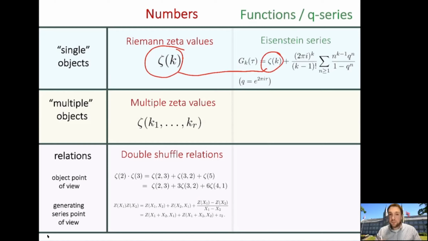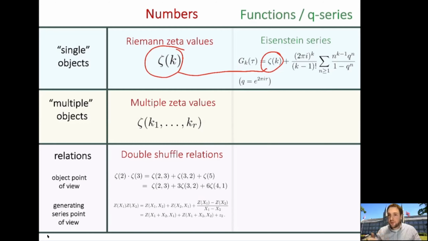If you see this picture now, the natural question is, what are the entries of these empty boxes here? What is the multiple version of Eisenstein series? This question was first considered by Gangl, Kaneko, and Zagier. Gangl is here, so I'm really happy about this. They considered the case r equals 2, so the double case, and they introduced so-called double Eisenstein series.